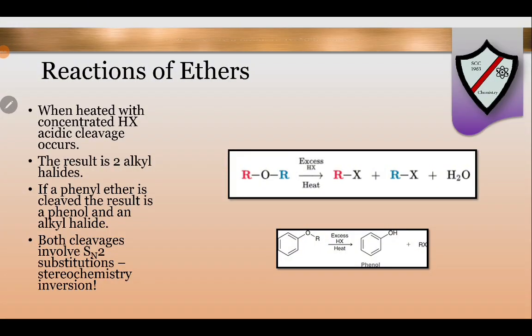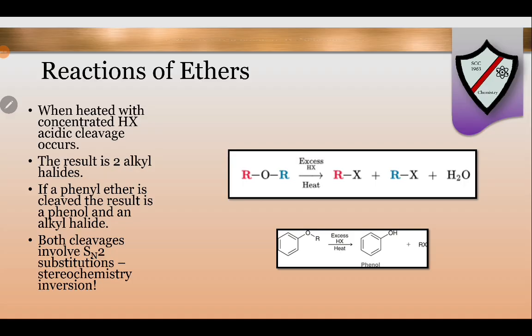Here we take a look at the reactions of ethers that we are going to concern ourselves with, and there's really only one of those, and that is acidic cleavage. So when you treat an ether with HBr, HI, or HCl, the result is a replacement of the oxygen atom on both sides of the ether with the applied halogen. And so you get two products if you're not using a symmetrical ether.